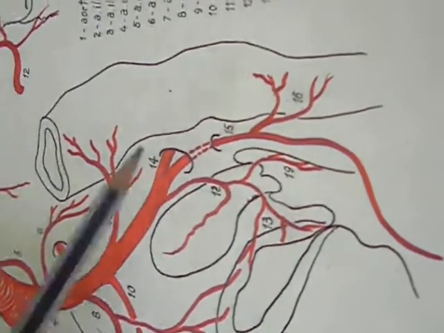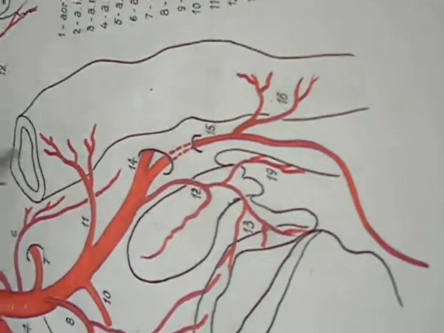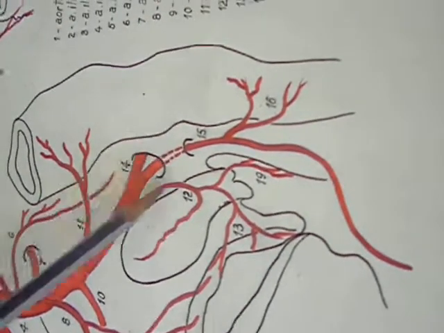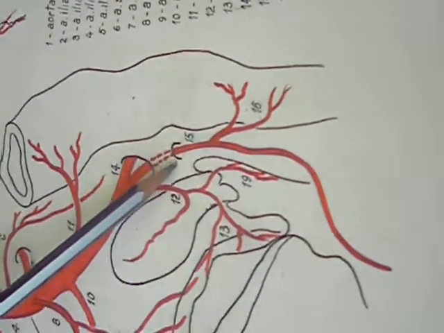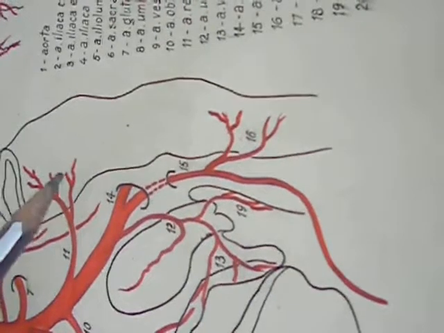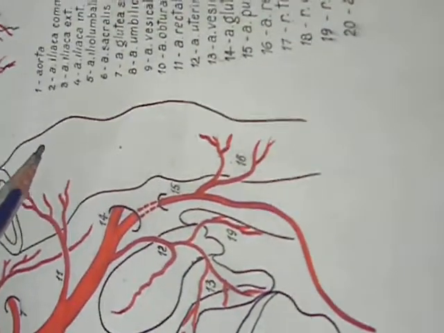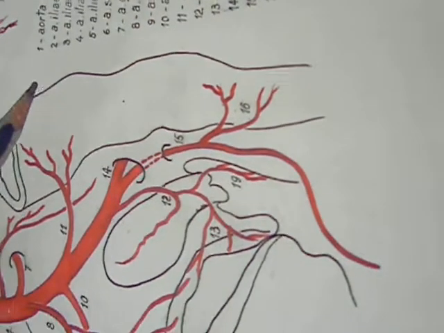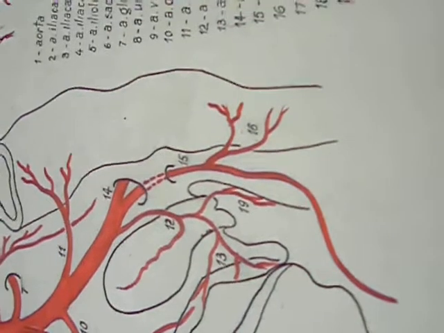And last, internal pudendal artery. It leaves the pelvic cavity through the infrapiriform foramen, next goes back through the lesser sciatic foramen to the ischiorectal fossa, together with two veins of the same name and the pudendal nerve, a branch of the sacral plexus. Yes. And next, it vascularizes muscles of the perineum.